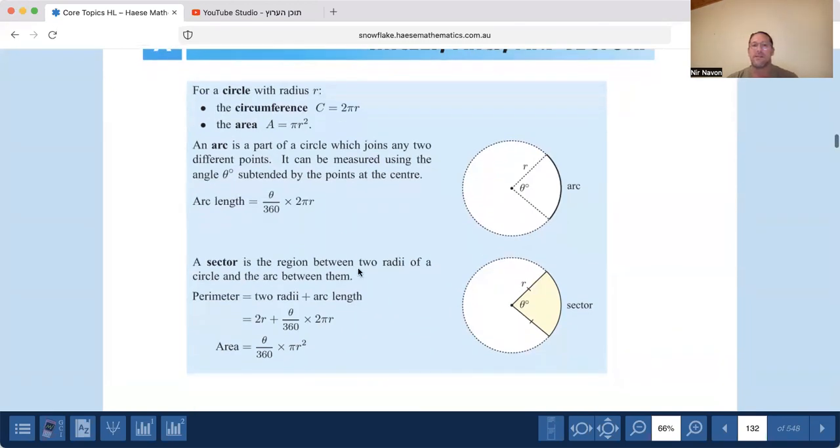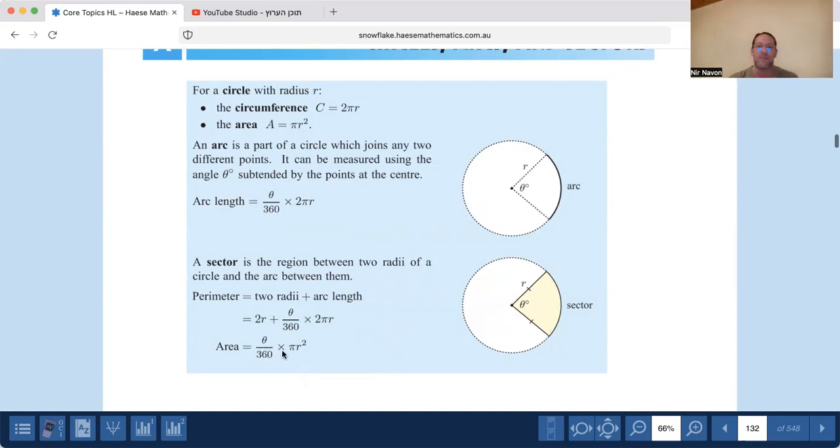The sector is the region between two radii. Radii is the plural of radius of a circle and the arc between them. Perimeter, that would be the two radii and the arc length: 2r plus theta over 360 times 2 pi r. Okay, the length of the arc plus the two radii.